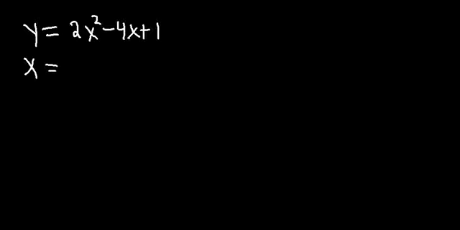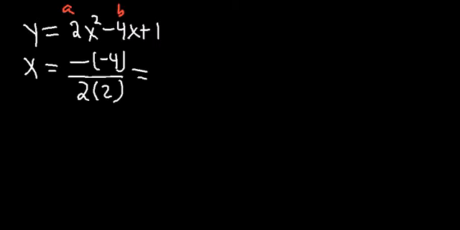Let's try another example like this for the sake of practice. Let's say we have y is equal to 2x squared minus 4x plus 1. So let's find the vertex first. It's negative b, which is negative 4, over 2a. A is 2. So this is a, this is b. So this is equal to 1.